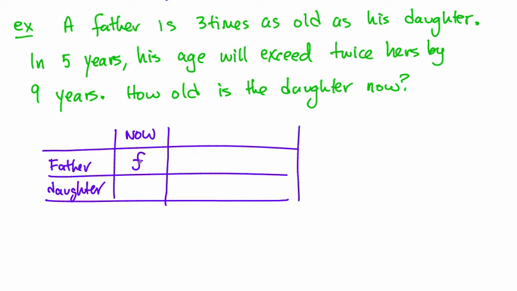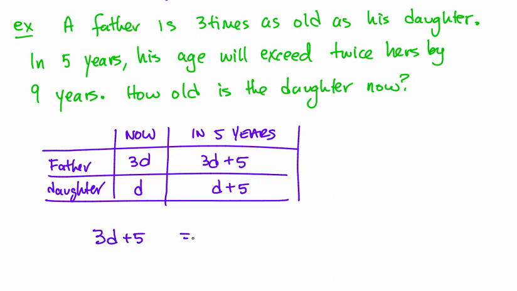Well, the father is 3 times as old as the daughter. So if I have a daughter, the daughter is a fraction of the father's age. I don't really want to work with fractions, so maybe I'm going to change my variables, make the daughter D, and the father will be 3 times D. And then in 5 years, well, the daughter will be 5 years older, and the father will also be 5 years older. And if I compare their ages in 5 years, I'm into sentence number 2. So here's the father, here's the daughter. Those are their ages in 5 years.